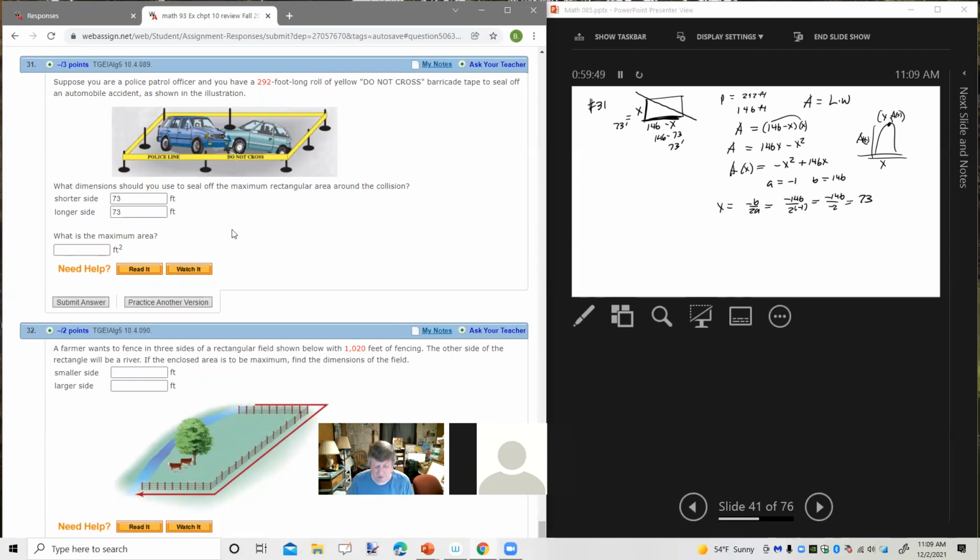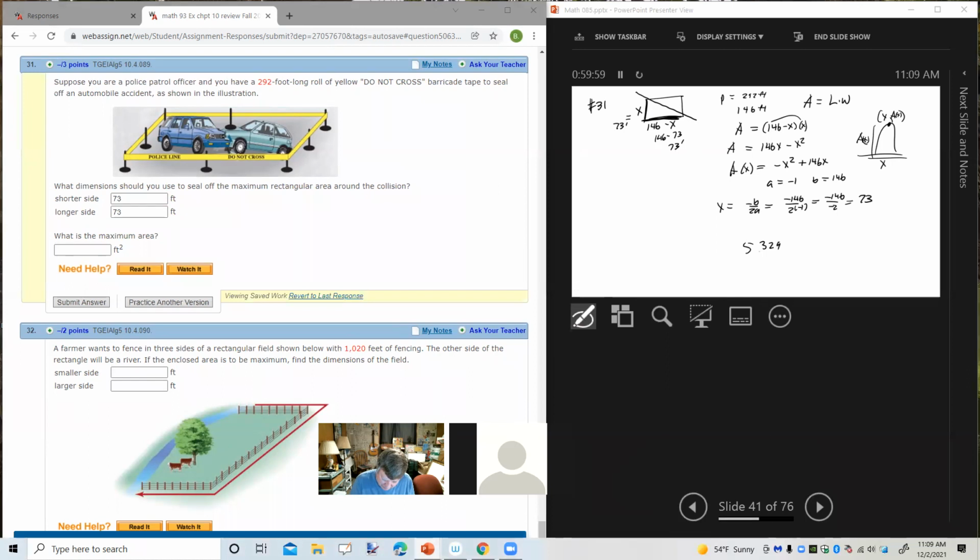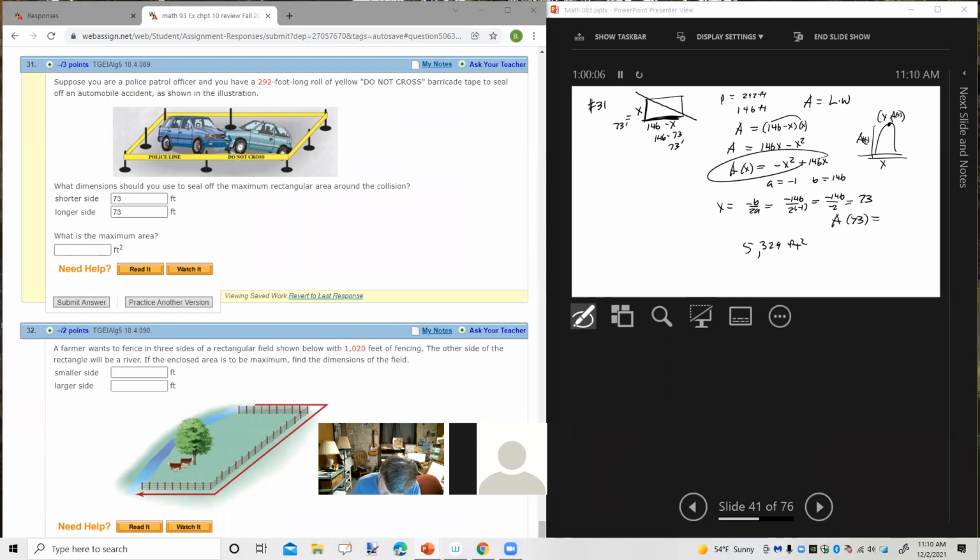Now, how do you find the maximum area? Well, there's two different ways. You could take 73 times 73 and get 5,329 square feet, or you could find A of 73 and plug it in here, and you should also get 5,329 square feet.